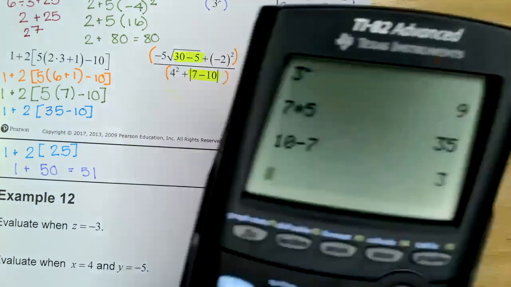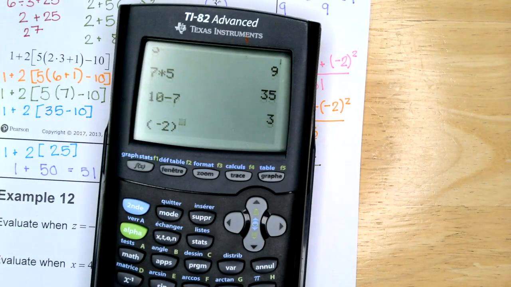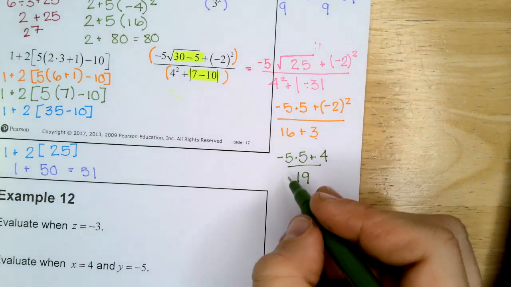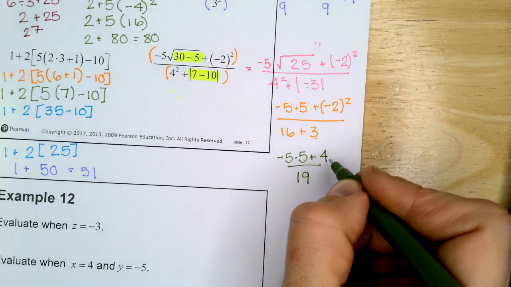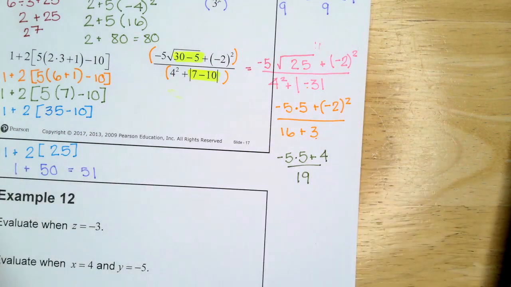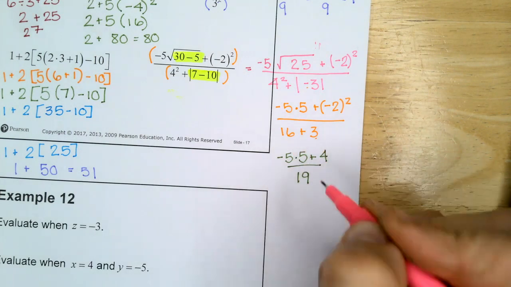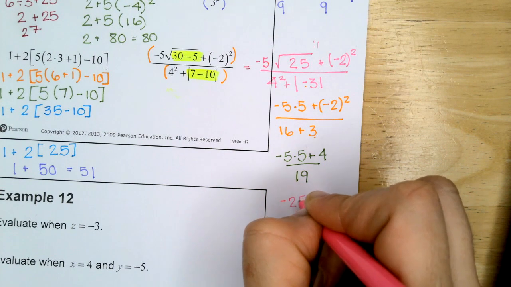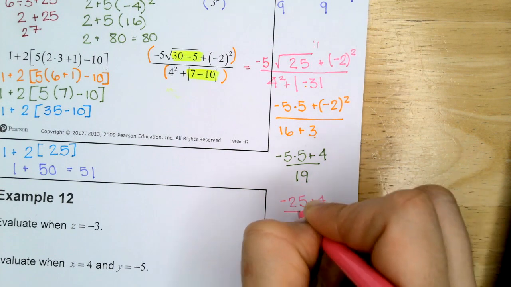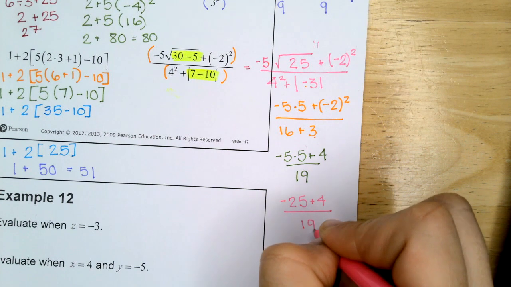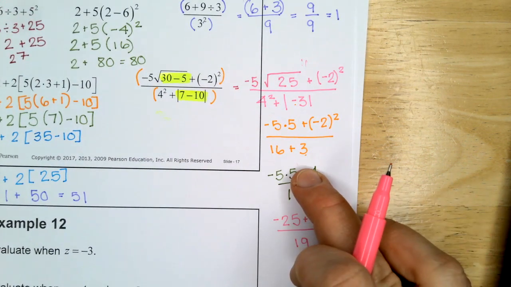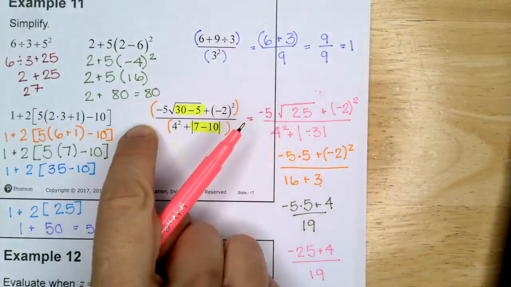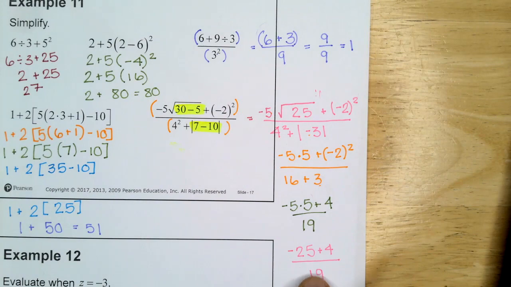A -2 squared, you can put it into your calculator. You get a 4. Now I have -5 being multiplied by 5 being added to 4 over 19. Next thing I want to do is multiply before I add. So I'm going to multiply -5 times 5 is a -25 plus 4 over 19. The reason I multiplied before I divided is that this is a whole grouping symbol, remember, okay? So we want to do all of this before we divide it by 19.